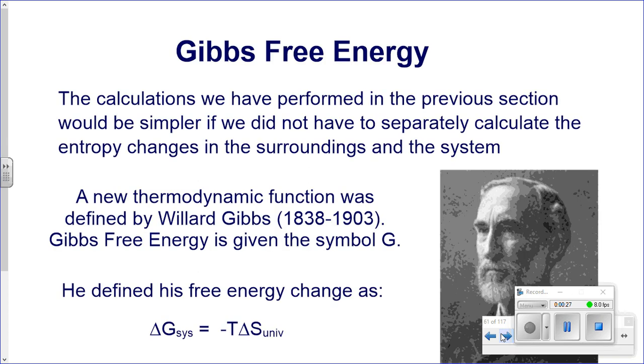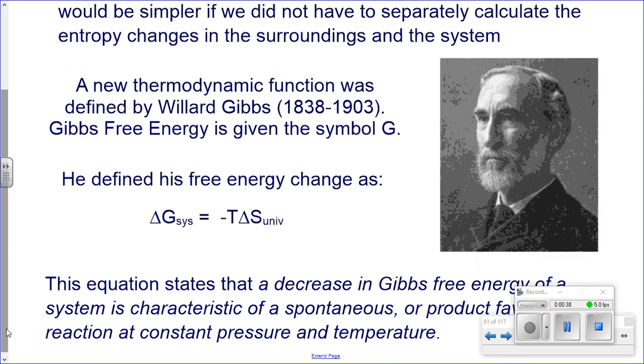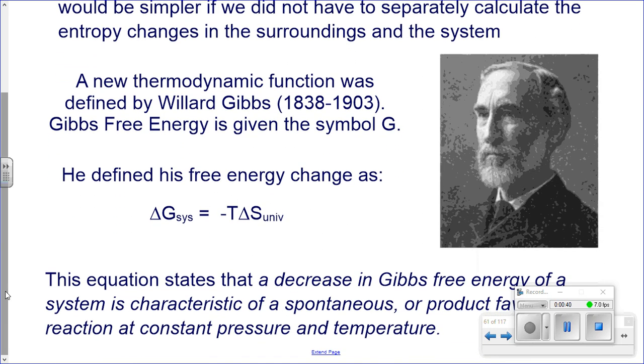The whole idea behind free energy is that the calculations we performed in the previous section would be simpler if we didn't have to separate the calculated entropy changes in the surroundings of the system. So now we have this whole idea behind this free energy. Now, the new thermodynamic function was defined by Willard Gibbs. Gibbs free energy was given the symbol G. And here he said this. So the free energy of the system is equal to the negative temperature times the change in entropy of the universe. Okay? So now check this out.